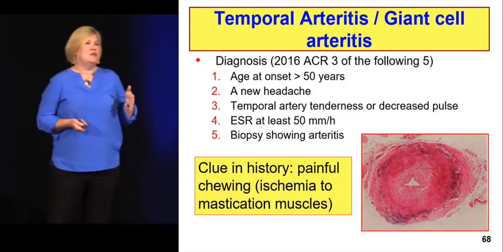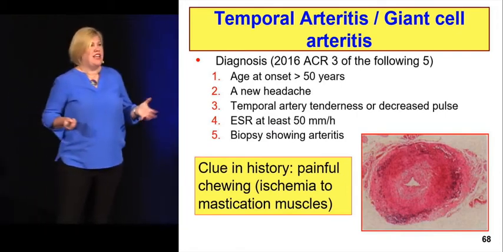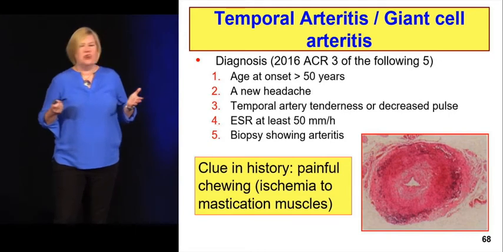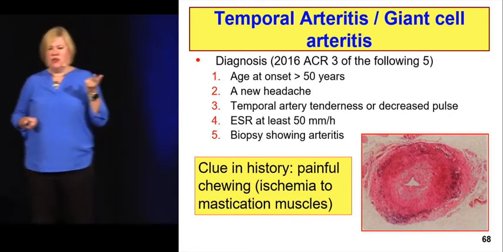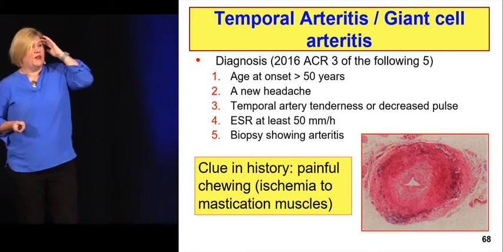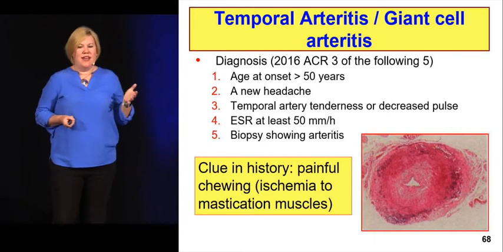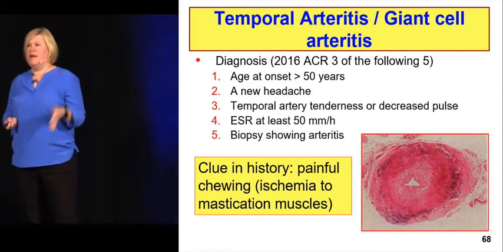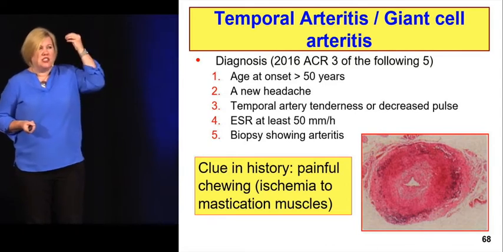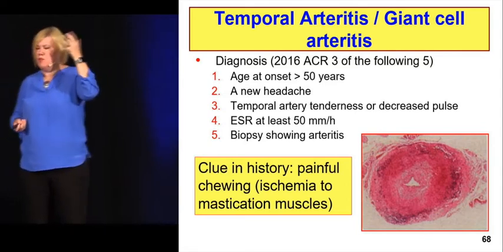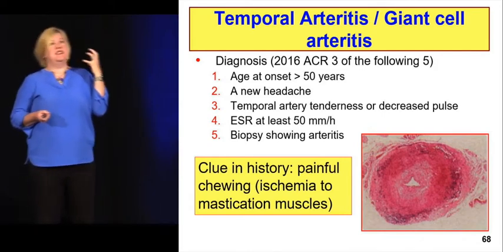Now, the American College of Rheumatology has put out some diagnostic criteria. These don't need to be memorized, but they give you a picture of what that patient would look like. Age over 50, a new onset headache, typically unilateral. They may have temporal artery tenderness or a decreased pulse there. Their ESR will be quite elevated, and then ultimately, the clincher is the biopsy showing the arteritis in that temporal artery. Because this giant cell arteritis process is not just located to the temporal artery, it also goes to the other arteries in the face.